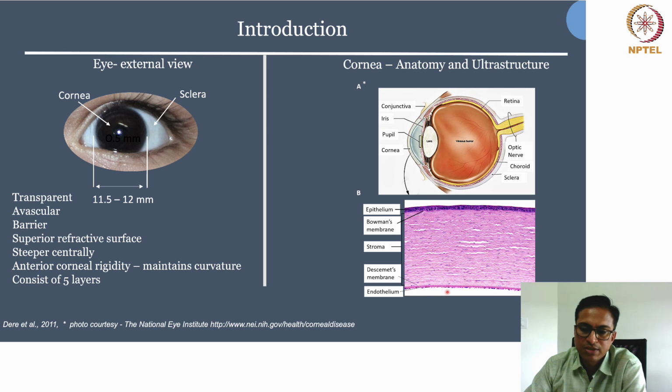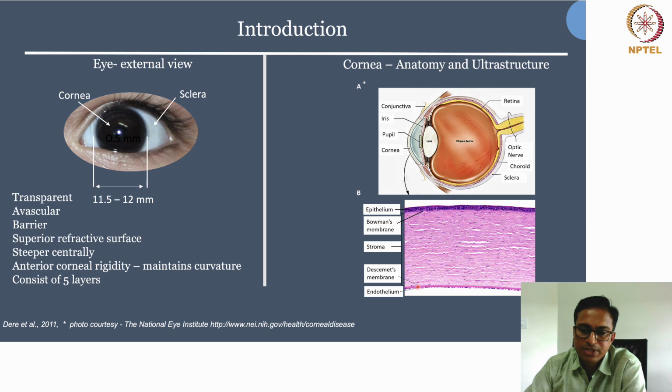Then the innermost layer of the cornea is the endothelium, where endothelial cells are lined up. Endothelial cells have a very special function. They maintain the osmotic balance of the cornea. They can pump out water if the cornea is highly hydrated. So they maintain the hydration of the cornea, and because of that the transparency of the cornea is also maintained. Now, in between endothelium and the stroma, there is also an acellular layer, that is Descemet's membrane. You clearly see the Descemet's membrane here.